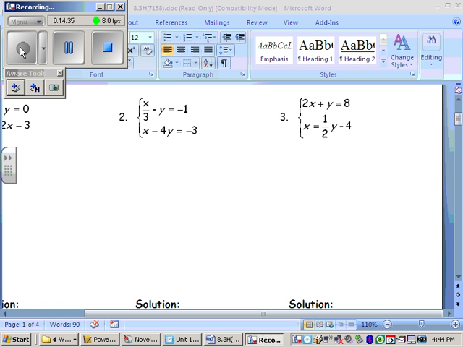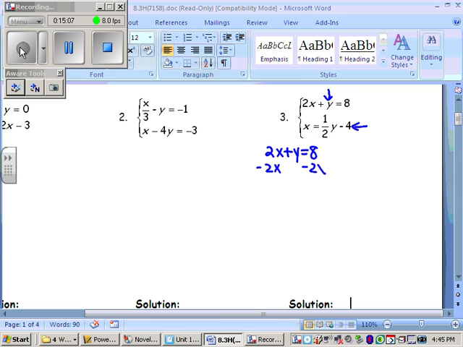In the third example, we again have a fraction that we need to clear, and then we want to solve one of the two equations for x or y. Although the second equation is already solved for x, if you're not comfortable with the fraction, you may want to go ahead and clear it and solve the first equation for y instead, since its coefficient is 1. That makes the process easier. So let's start with the first equation and solve that equation for y. So we would subtract 2x from both sides, and y equals negative 2x plus 8.